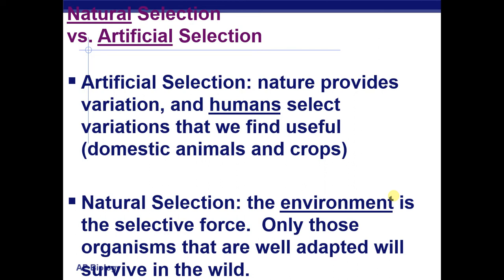So, just the key difference between natural and artificial selection. In artificial selection, nature provides the variation, so the differences in traits, and humans select the variations that we find useful, like in domesticated animals and crops. In natural selection, the environment is the selective force. So nature provides the variation, but the environment, the situation, the context the organisms find themselves in, is the selective force. And only those organisms that are well adapted to survive in the wild and those states are the ones that survive.